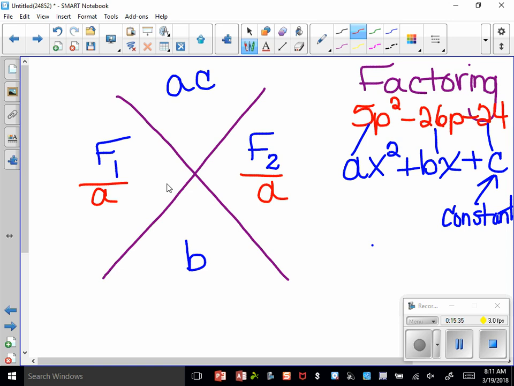All right, so let's try it. So this at the top says take the A term, which is 5, multiply it by the C term, which is negative 24. So I want someone to tell me what 5 times negative 24 gives you. Yes. All right, so we're going to put that number at the top, negative 120.